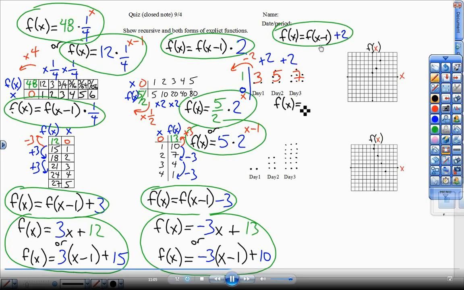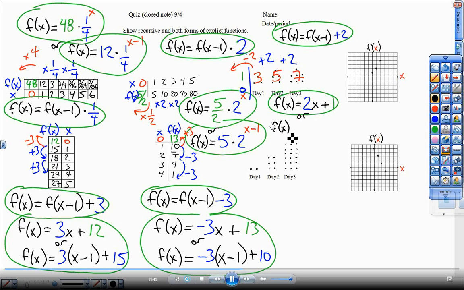That's the recursive pattern. To jump ahead, I need you to use dx plus the 0 term. So there's my d. My f of 0 term for this one is my 1. So this equation would be f of x equals, I'm going to erase that, that common difference number 2 in front of x, 2x, plus the f of 0 term, which is 1. How many dots at day 2? Plug in 2, 2 to 5.